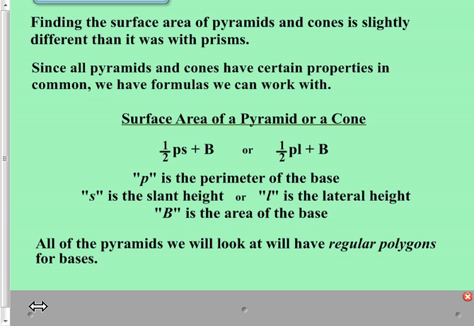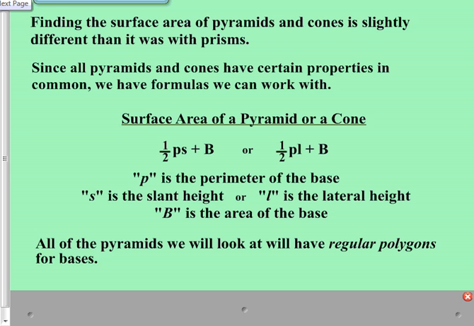Now, there are such things as pyramids that do not have regular polygons for bases. For example, some of them might have a real rectangle on the bottom, meaning one side's larger than the other, or possibly a trapezoid on the bottom, or maybe even just a quadrilateral that doesn't have any particular properties. But for our purposes, we are going to be only looking at pyramids that have regular polygons for bases. So that's going to uncomplicate things a little bit for us.